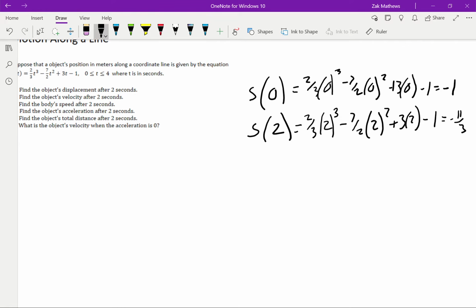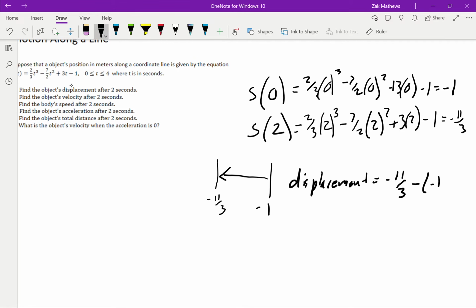-11/3. So if we were to view this on the number line, at t equals 0, we are starting at a position of -1. From there, we are actually going backwards to a position of -11/3. To calculate this displacement, we always take wherever we ended up, -11/3 in this case, and we subtract wherever we started.